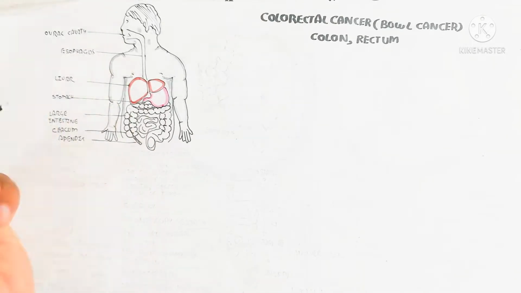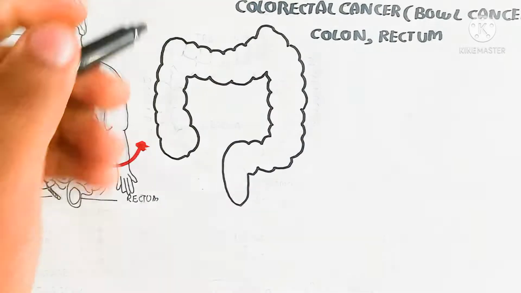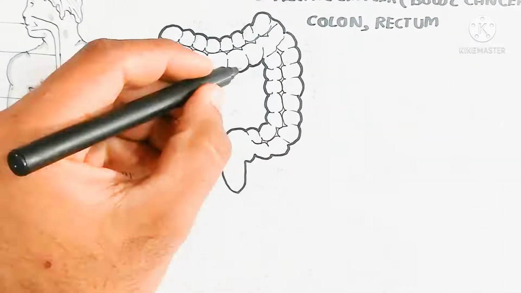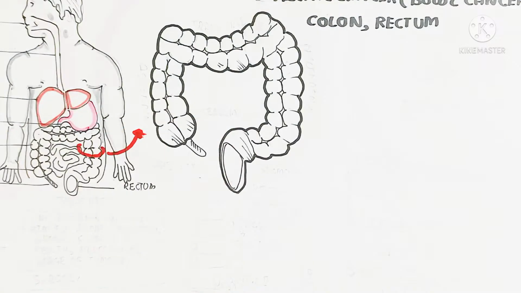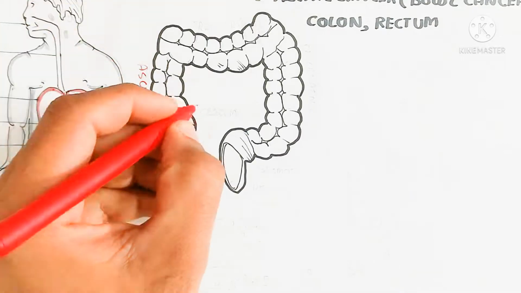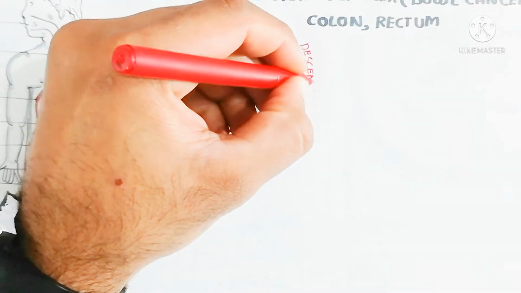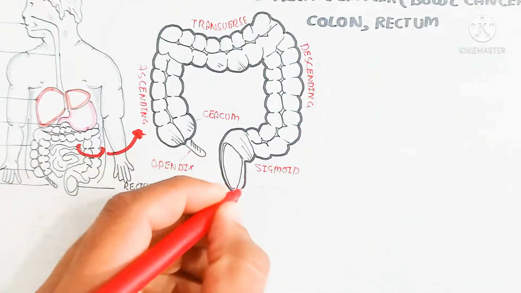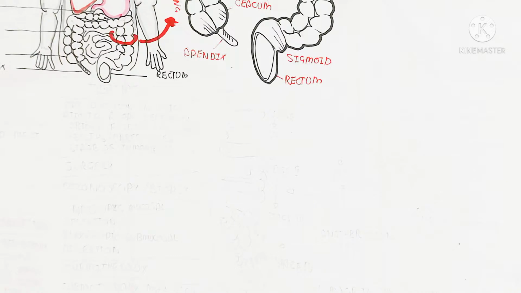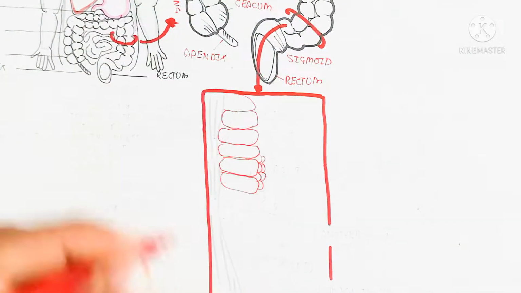So here I am drawing the digestive system for understanding. This is the liver, stomach, large intestine, small intestine, oral cavity and esophagus. Here I am drawing a bigger picture of the large intestine. Here is the appendix, and here is the ascending colon, which is attached to the ileum. Here is the cecum, and the transverse colon, descending colon, sigmoid colon, and rectum. The rectum is also involved in this cancer.